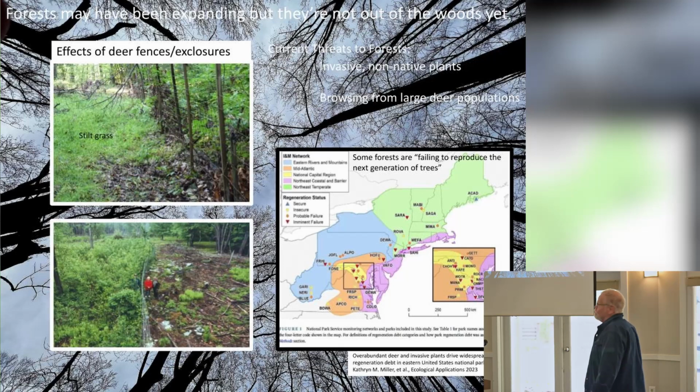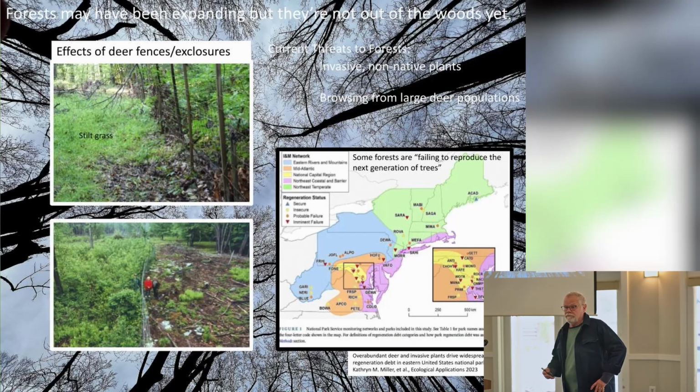Now, forests may be expanding and growing in places where they haven't grown in 100 years or so, but they're not out of the woods yet. That's my joke. But anyway, current threats to the forests are invasive, non-native plants and browsing from the large deer population.